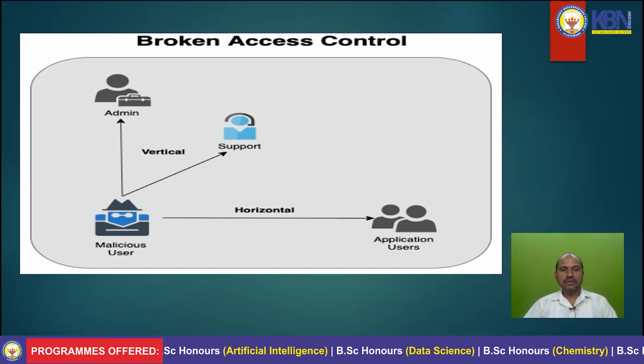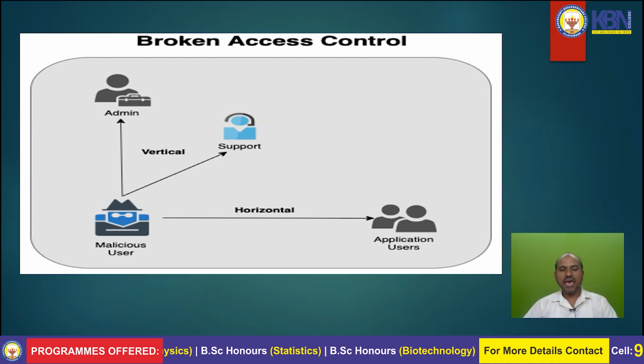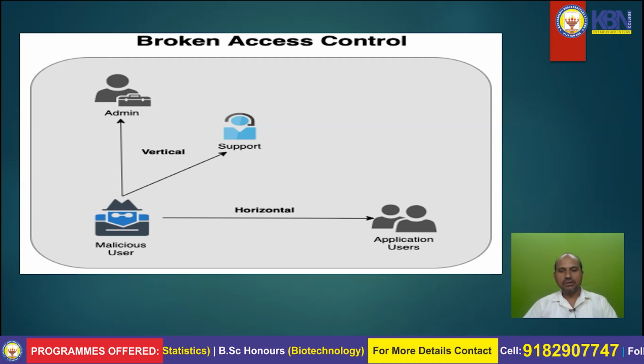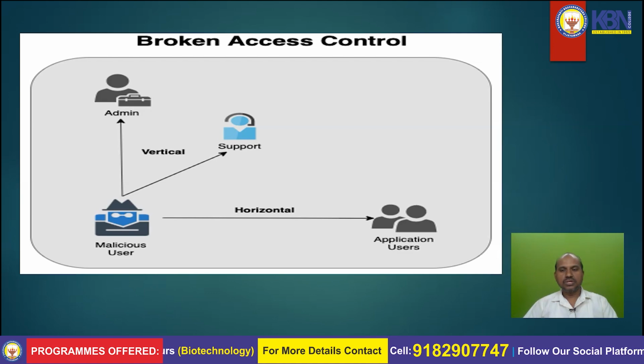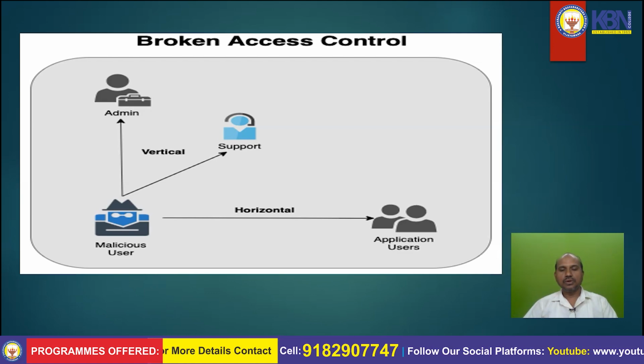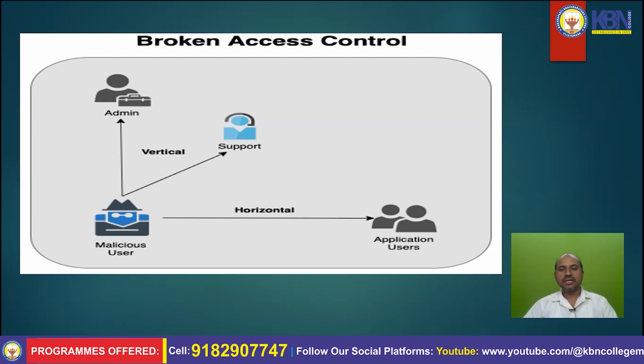First, here we see the two categories of broken access control, the first a vertical one and the second a horizontal one. What is meant by horizontal, and what is meant by vertical? In broken access control, when one user can access another user, we call that horizontal broken access control.